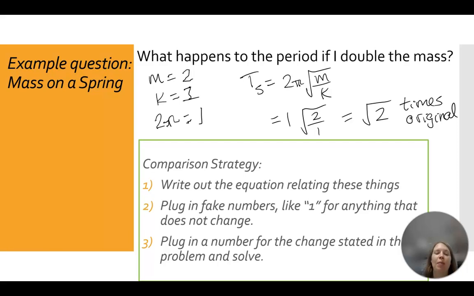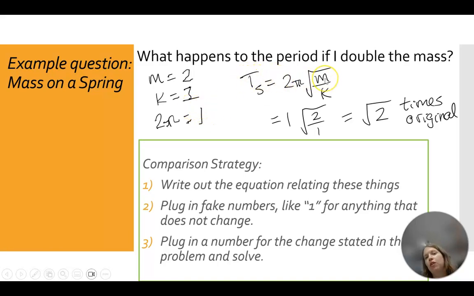So we'll see problems where we're looking at factors that change the period. What happens to the period of a mass on a spring if I double the mass? We'll use our comparison strategy like we went over with gravity. So we'll call the mass 2, we'll call the spring constant 1 because it hasn't changed, and we'll call 2 pi 1 because that hasn't changed either.